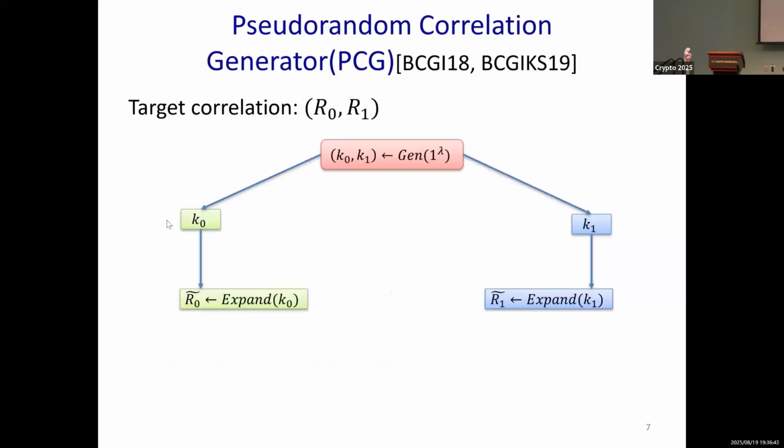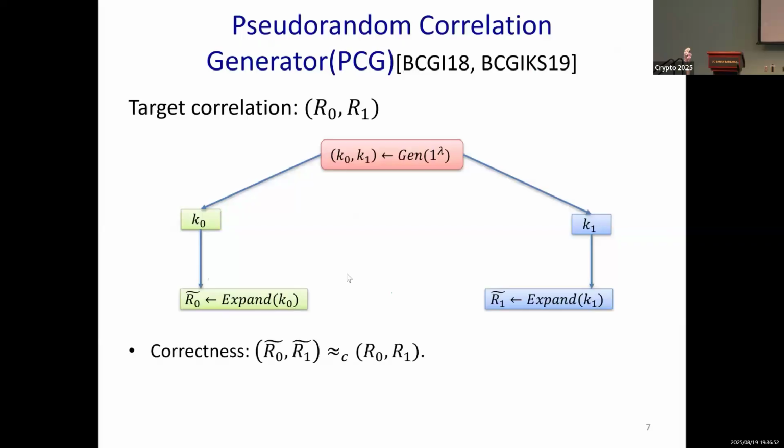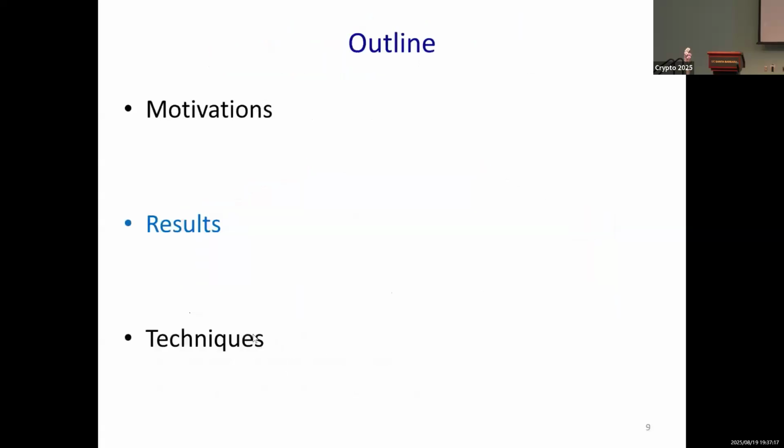Next, we recall the PCG definitions. For target correlation R0, R1, the parties generate small seeds K0 and K1. The small seeds can be expanded to long correlations R0, R1. The correctness requires the expanded correlation to be computationally indistinguishable from the target correlation. The security says the expanded correlation and the seed are computationally indistinguishable from a simulated distribution.